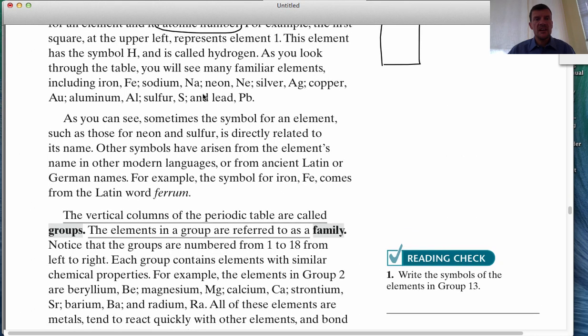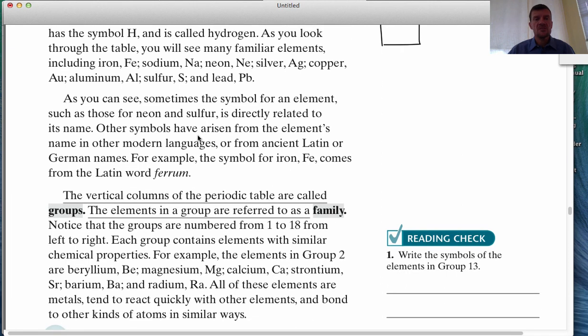Sometimes the name may make sense along with its symbol. Other times the name and the symbol don't seem to go together, and that's because sometimes the symbols come from some other language, such as Latin or German. So for example, for iron, you wouldn't think to use the symbol Fe, but that's because it comes from the Latin word ferrum. Just so you know.